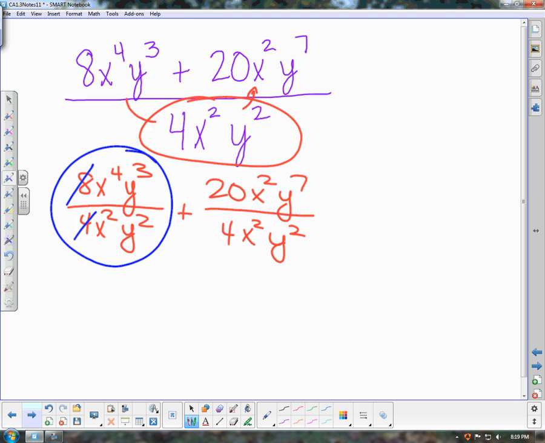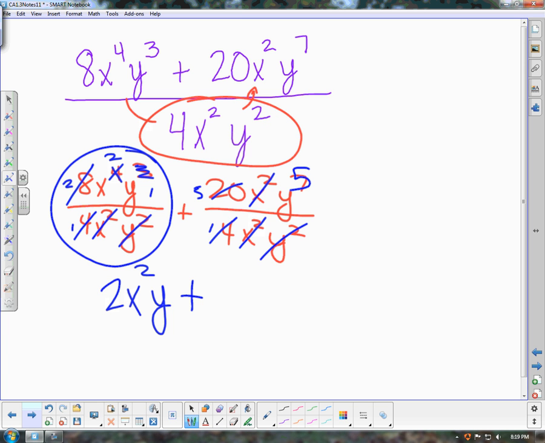8 and 4 would make 1 and 2. There's 2 x's here which can go away, and we can take that down to a 2. There's 2 y's here which can go away, and that goes down to a 1. So now we have nothing left in our denominator, so it is going to be 2x squared y plus, here 20 and 4 goes in, so that would be 1 and 5, and those are the same, so they go away, and then 2 y's go away, which leaves you with 5 in the numerator, and so now we would have 5y to the fifth.